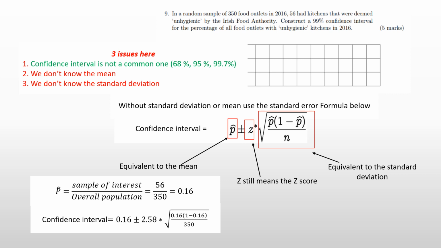So you just put that in the calculator, p hat, and then you create the confidence interval. For the minus, you put 0.16 minus 2.58 times this, and then you get 0.11. You put the mean in the middle, and then you do again 0.16 plus 2.58 times the square root of p hat times 1 minus p hat over n, which is 350. You put that in the calculator, you get 0.21. So that's that question there.